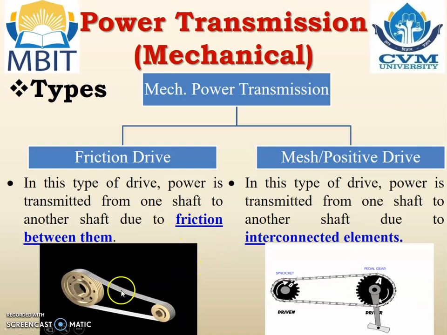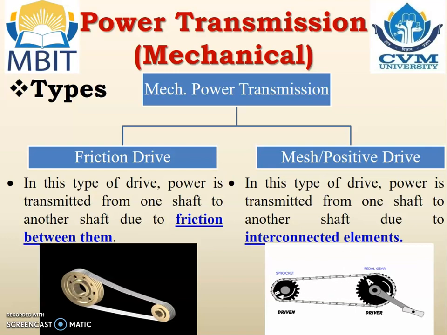So you can see here, the 2 pulleys are there. One is the larger pulley, this is the smaller pulley. And on those pulleys, the belt is mounted. So when one pulley rotates, due to the belt mounted on them, the other pulley will also rotate. And this will rotate only and only due to friction between the belt and the pulley.